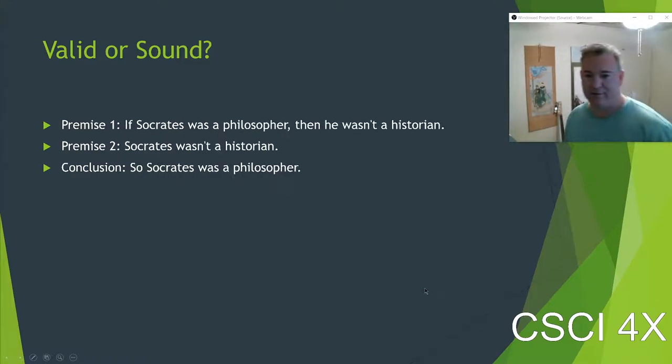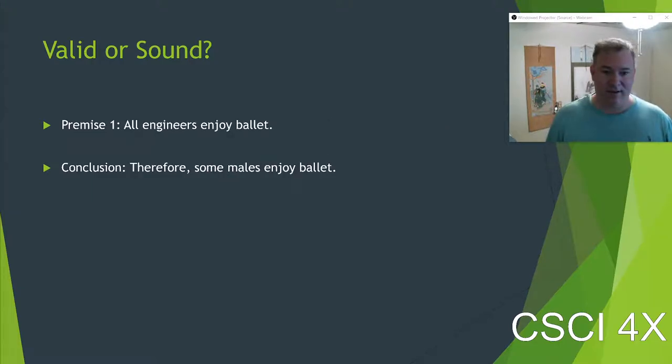Okay, if Socrates was a philosopher, then he wasn't a historian. Socrates wasn't a historian, affirming the consequent fallacy. Right? So, you just saw four of these on your quiz that was due today. X implies Y. Y is true, therefore X. Mm-mm. Affirming the consequent. No, sir. That's invalid.